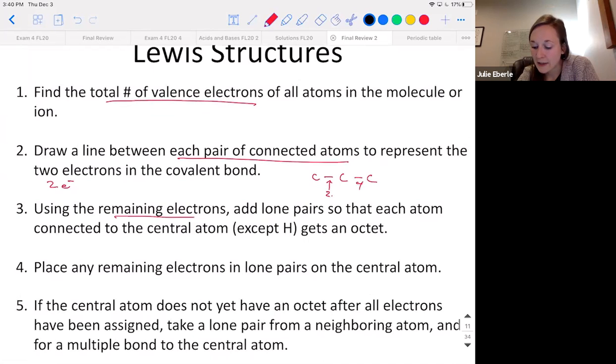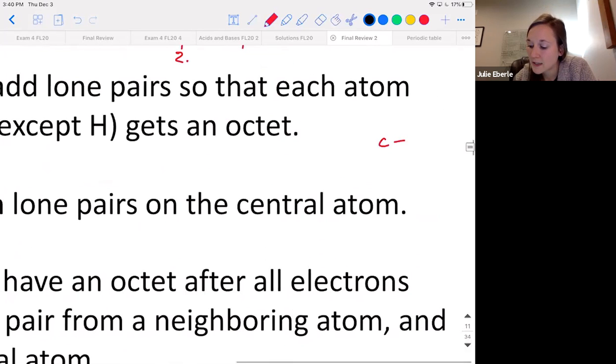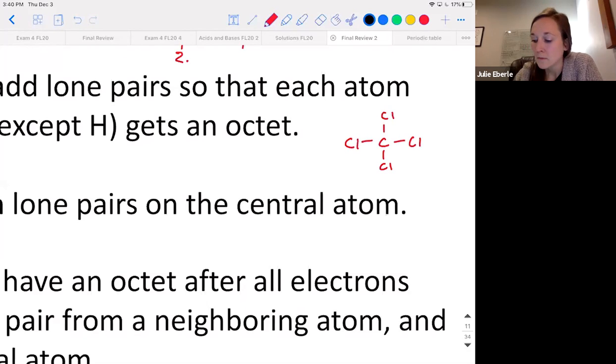Use the remaining electrons and add lone pairs so that each atom connected to the central atom, except hydrogen, gets an octet. We never put lone pairs on a hydrogen. So for example, if I had CCl4, okay, so I've connected all my atoms. What rule 3 is saying now, go ahead and start putting lone pairs on all the perimeter atoms, the chlorines connected to the central atom, until everybody gets an octet. So now these chlorines all have an octet once they get 3 lone pairs.